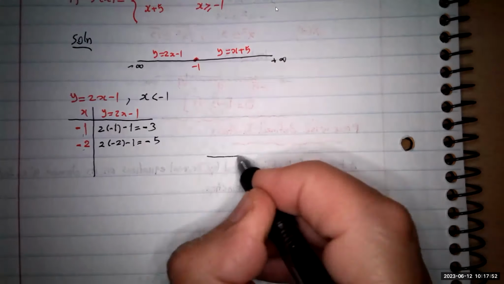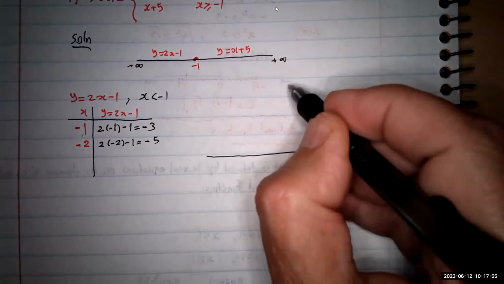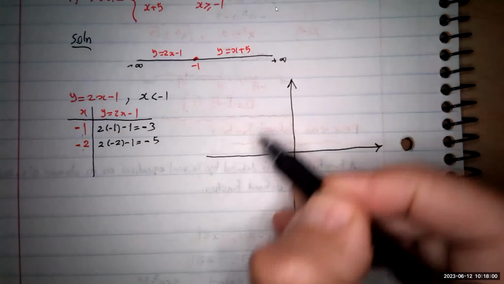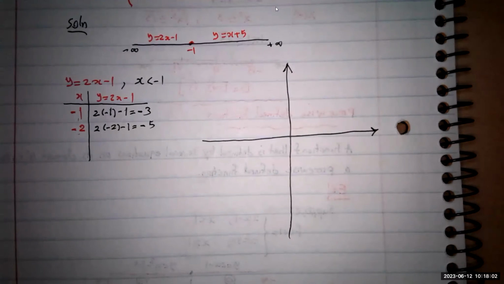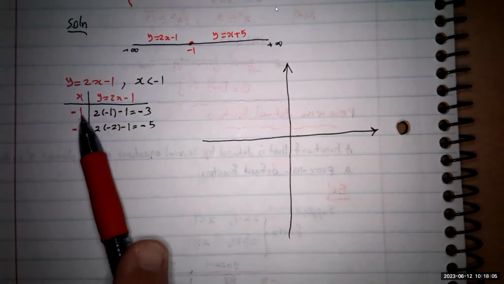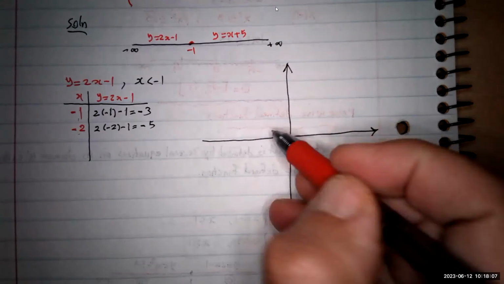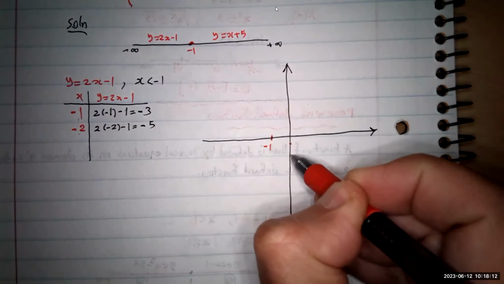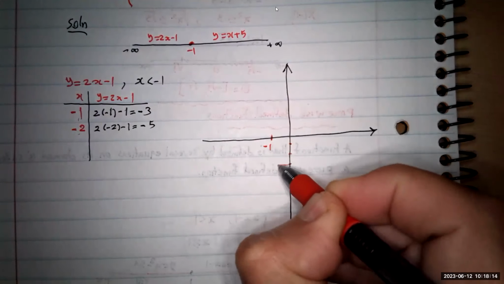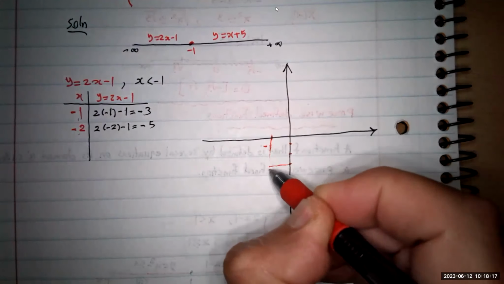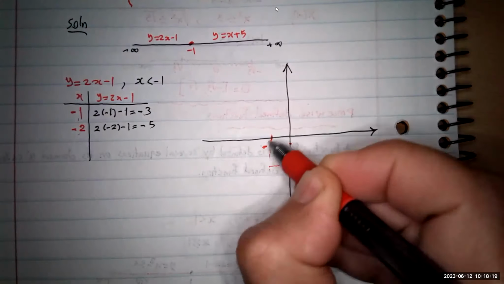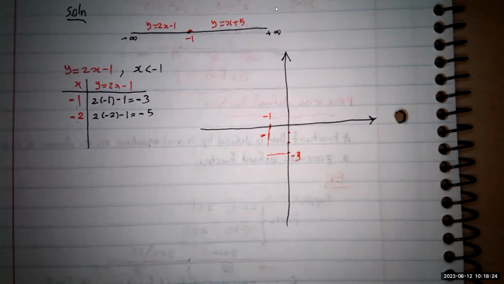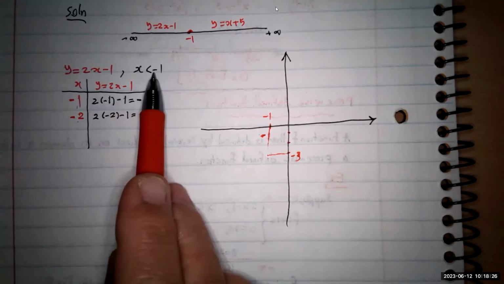Okay, get the xy coordinates and graph the first part. So what do we have? We have -1 and -3. Go -1, then down 3. Okay, so it's going to be -1 and -3. This is the first point. This is kind of your limit, x less than -1.